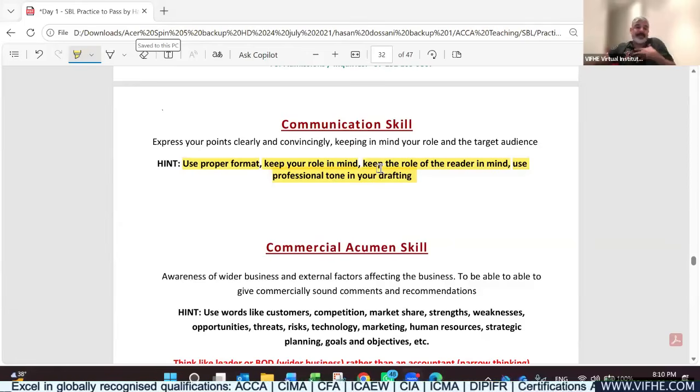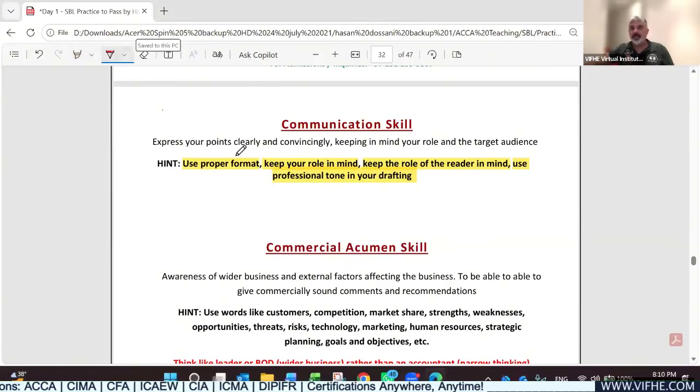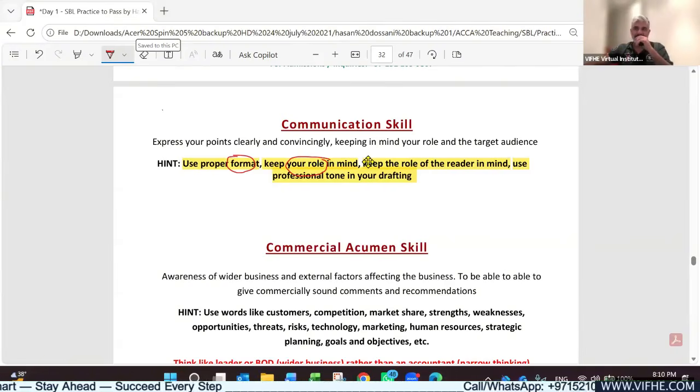So, in my opinion, I don't think anything extra needs to be done in communication skill. Just make sure your format is appropriate. Keep your role in mind, whether you are insider or outsider. When you're drafting your point, just use plain English so that you're able to communicate your point. That's it. Automatically, you will get communication skills, simple language.